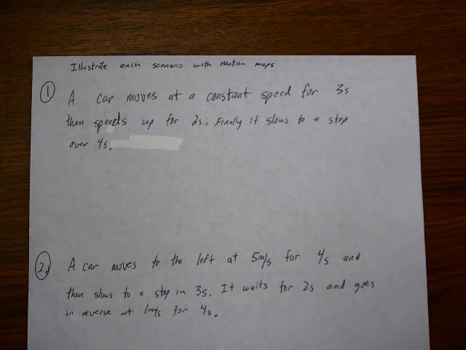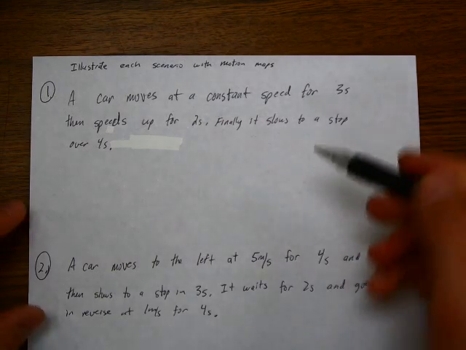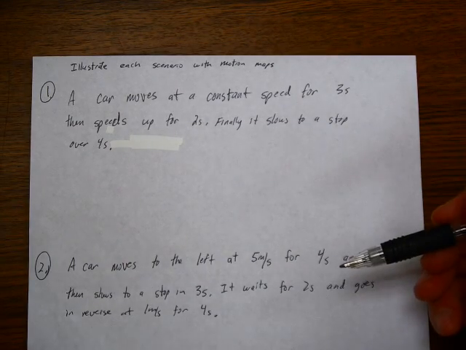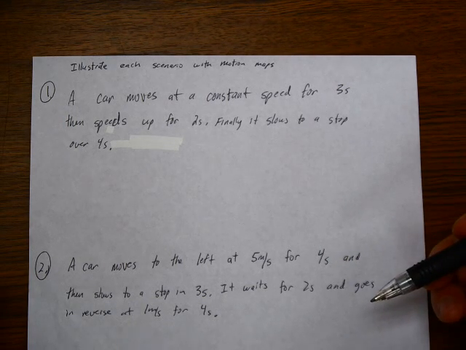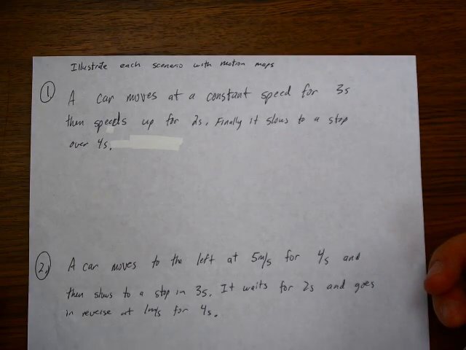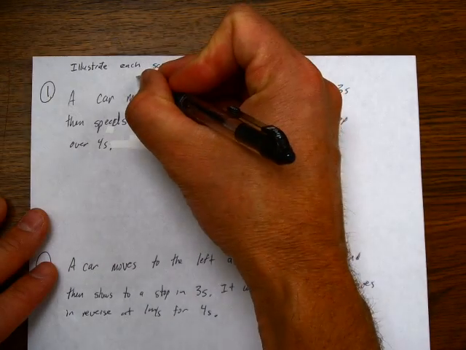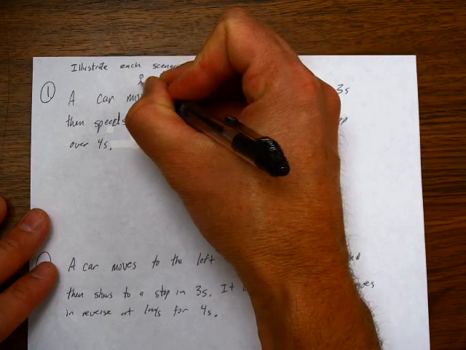Alright, so I wanted to make this quick video about how to draw motion maps. So we have a couple of scenarios here, and we want to draw motion maps to visually represent how the car in this case is moving. A motion map is this idea that if something is moving, let's say someone is walking and it's completely dark.